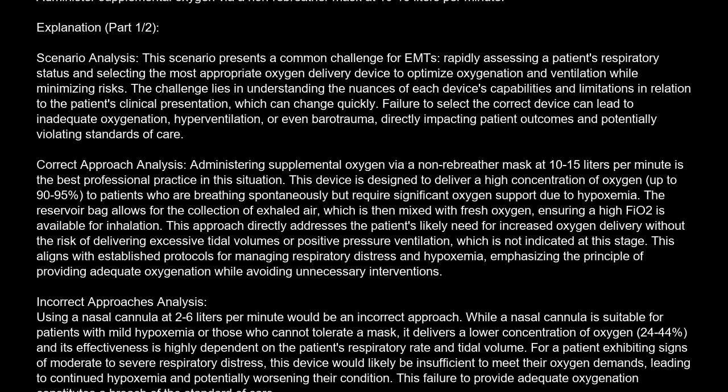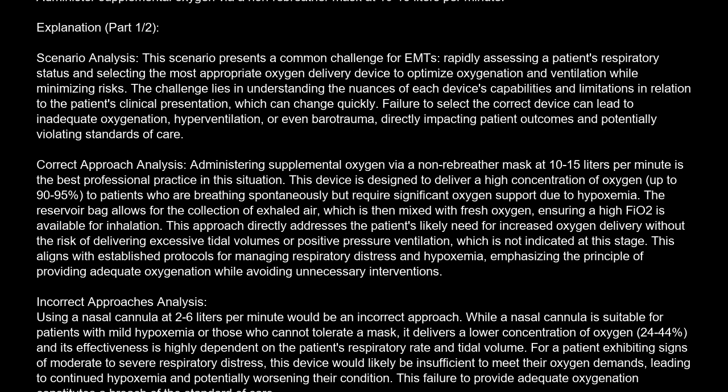This approach directly addresses the patient's likely need for increased oxygen delivery without the risk of delivering excessive tidal volumes or positive pressure ventilation, which is not indicated at this stage. This aligns with established protocols for managing respiratory distress and hypoxemia, emphasizing the principle of providing adequate oxygenation while avoiding unnecessary interventions. Incorrect approaches analysis.